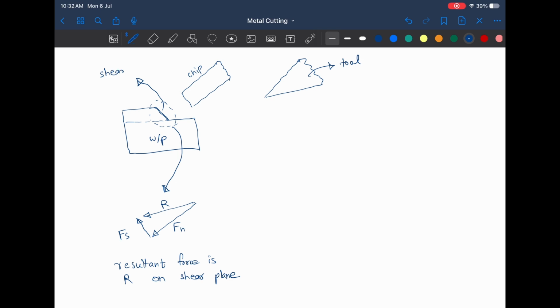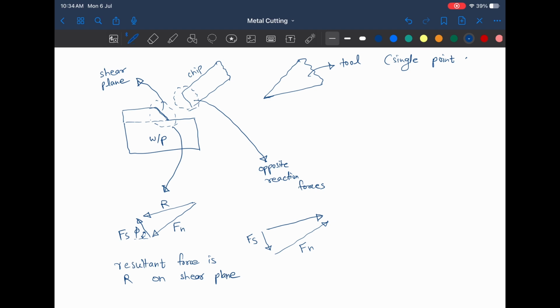This is our shear plane. Again the chip. There will be opposite reaction forces developed on the chip, Fn, then Fs, and the reaction force R. This is our single point cutting tool, so there will be only one point of action of force.